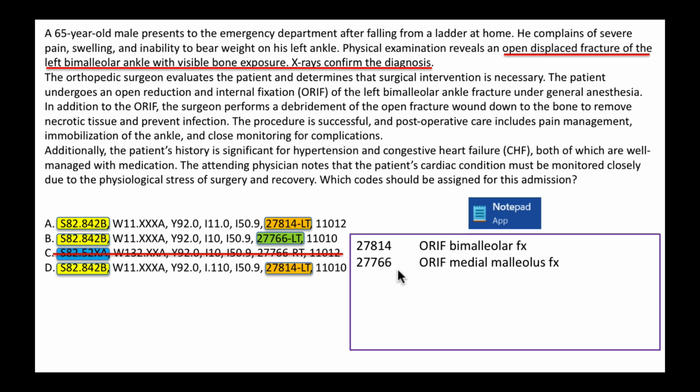Based on what you just typed in Notepad, both CPT codes 27814 and 27766 are for ORIF, which stands for Open Reduction and Internal Fixation. However, the difference lies in the anatomical side. Code 27814 is for the repair of a bimalleolar fracture, which matches the correct diagnosis we just selected. Therefore, we can eliminate B from here.